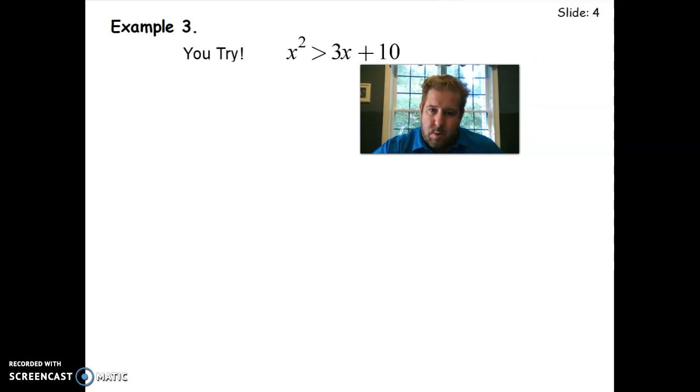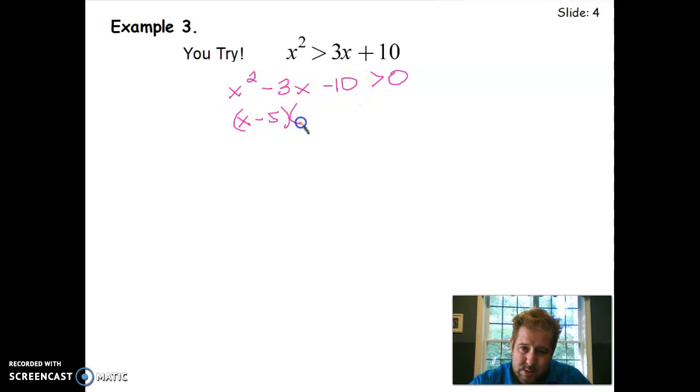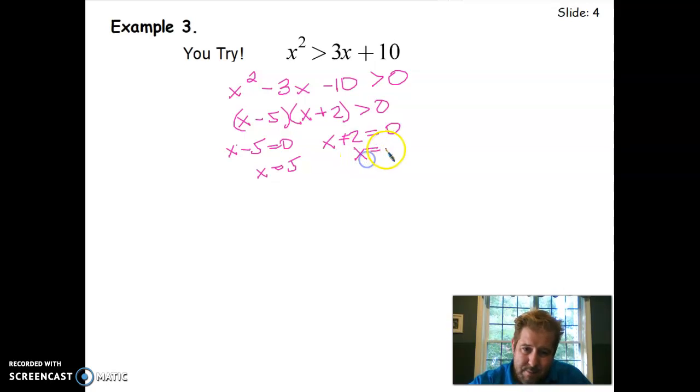All right, so on the next one, very similar process. It looks like we have a quadratic again, so I'm going to need to rewrite this. So we've got x squared minus 3x minus 10 is greater than 0. All I did really is move everything on the right side to the left side. So now I'm asking myself, is there some sort of way to factor this? It looks like x minus 5 times x plus 2 is greater than 0. Then set each one equal to 0, so x minus 5 equals 0, and we get 5. And then x plus 2 equals 0, and we get negative 2.